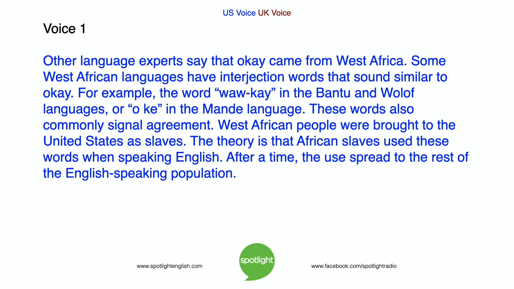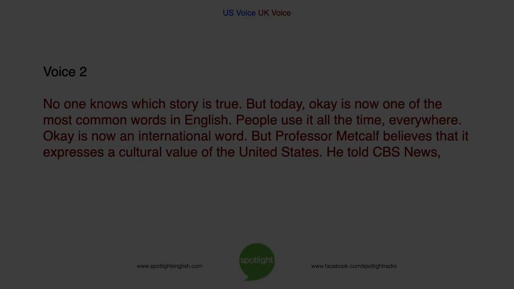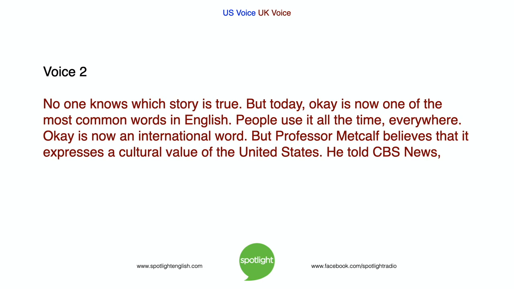West African people were brought to the United States as slaves. The theory is that African slaves used these words when speaking English. After a time, the use spread to the rest of the English-speaking population. No one knows which story is true, but today, okay is now one of the most common words in English. People use it all the time, everywhere.